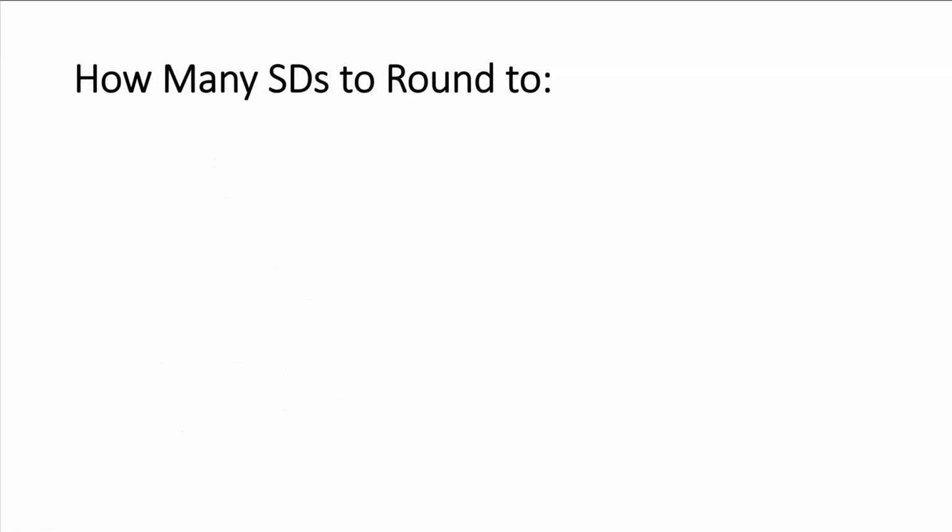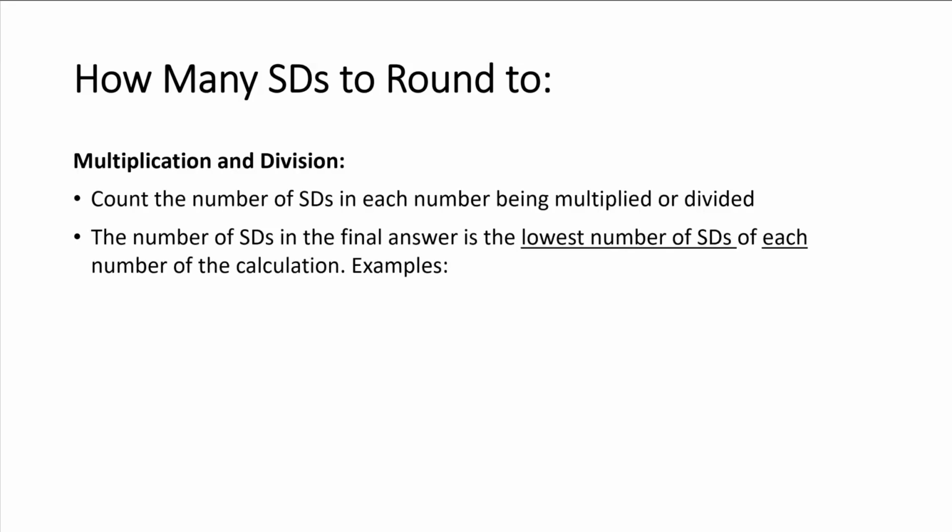Now, what if you're not just rounding a final answer, you are doing calculations? Well, we have different rules for this. So with multiplication and division, the rule is you would count the number of significant digits in each number that you're multiplying or dividing, and then the number of significant digits in your final answer is the lowest number of significant digits of each number in the calculation.